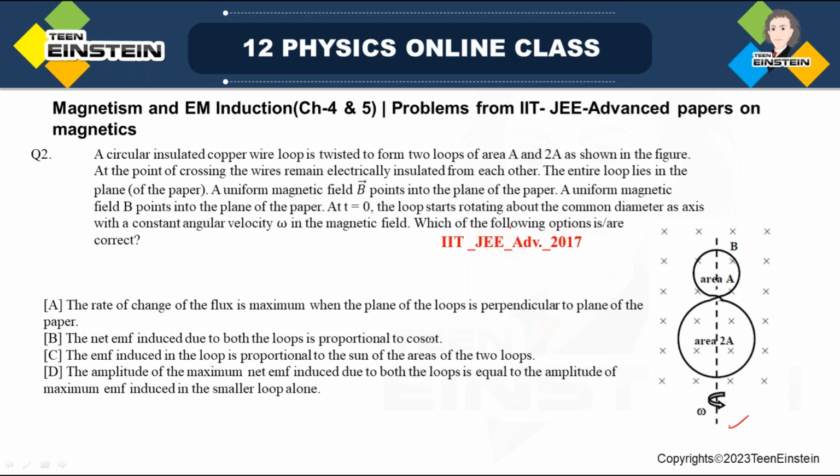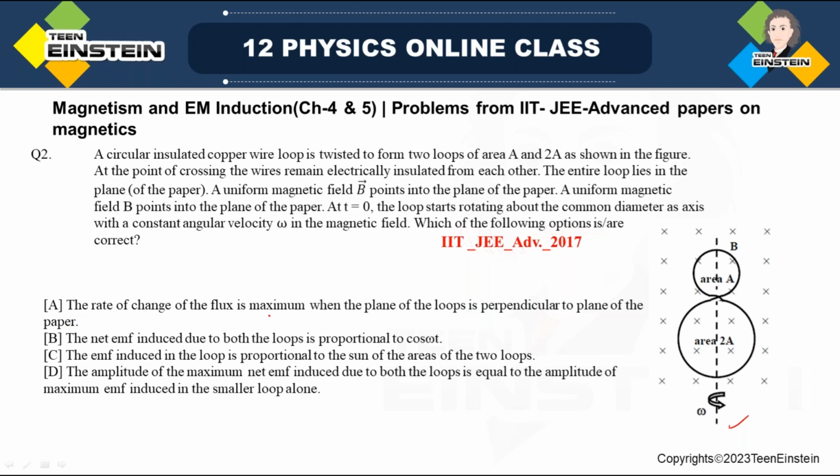The loop starts rotating about the common diameter of both the loops. You can just think that the magnetic field is into the plane of the paper, and the loop is rotating vertically, in the vertical plane. So during the rotation there will be a change in the flux, that is for sure. So that is one point. Let us see the options.